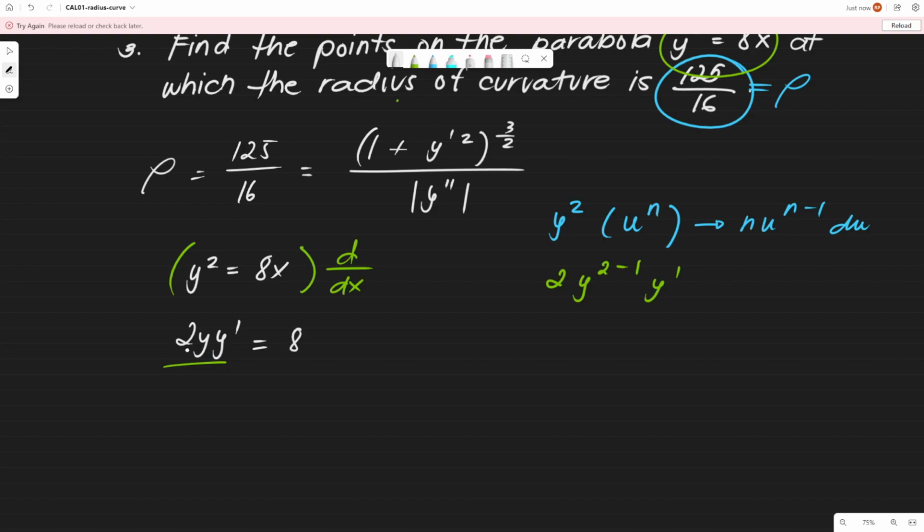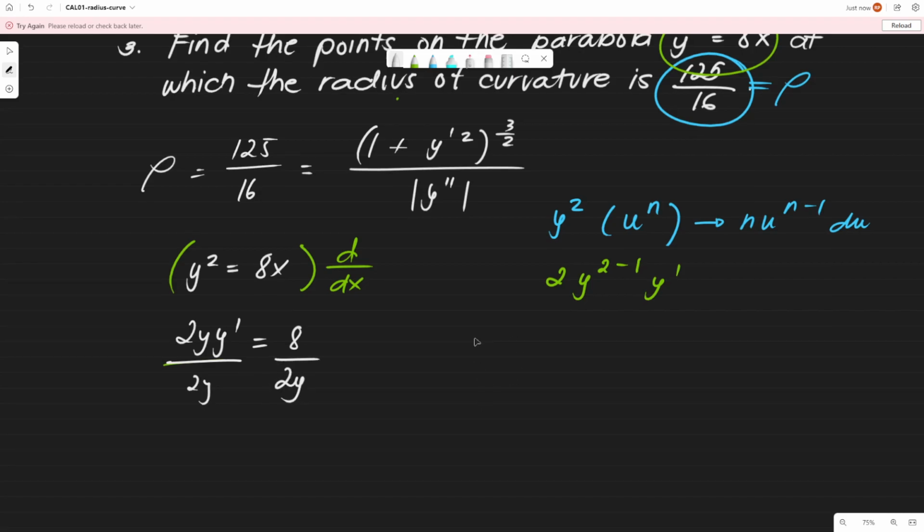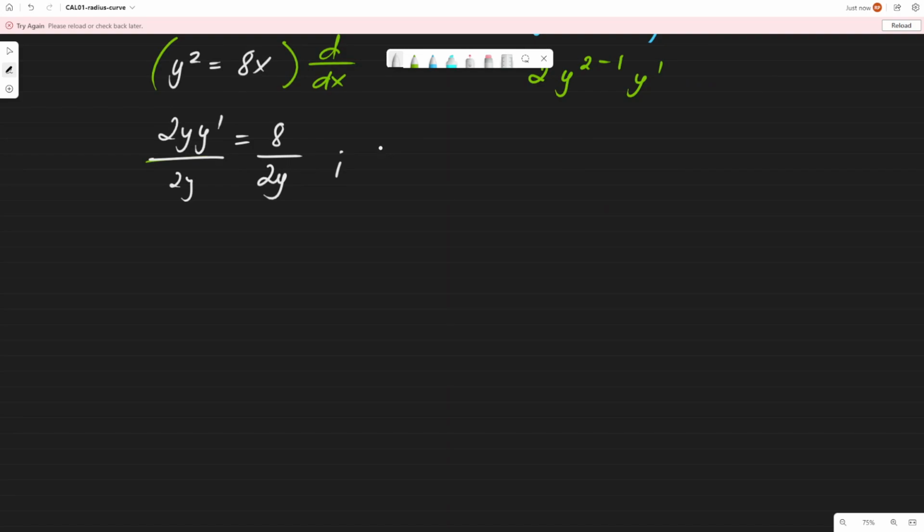So, divide both sides, no, by 2y. Ayan. So, therefore, our y prime is equivalent to 4/y. No, ganyan lang siya. Okay, so, we have our y prime. Let's get the y double prime. So, let's get the derivative.